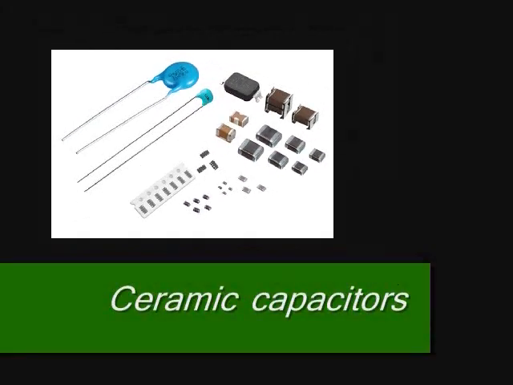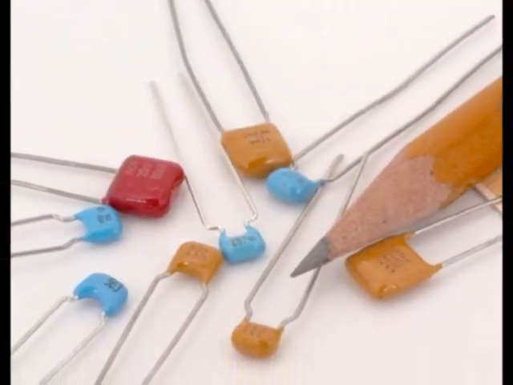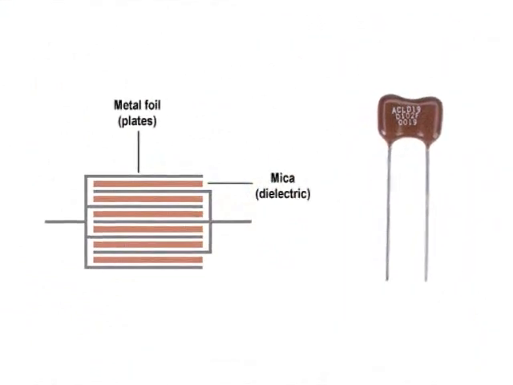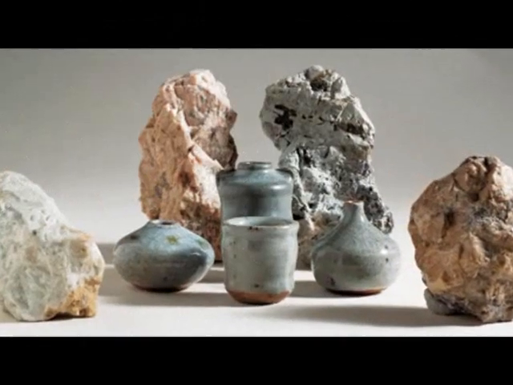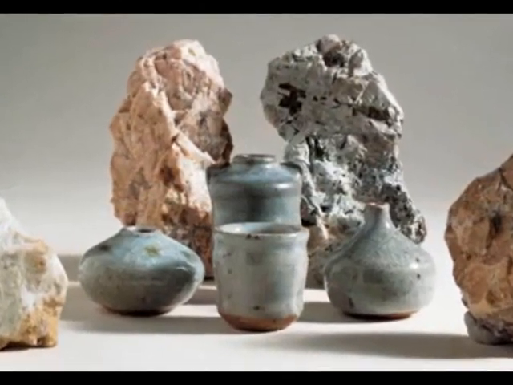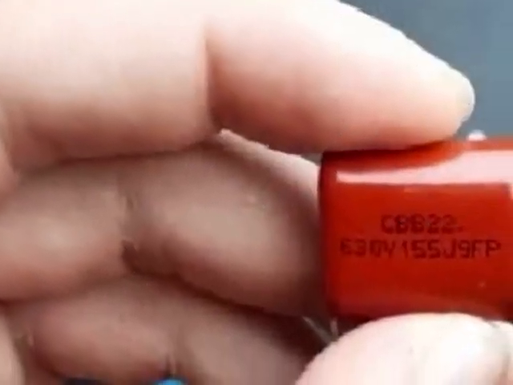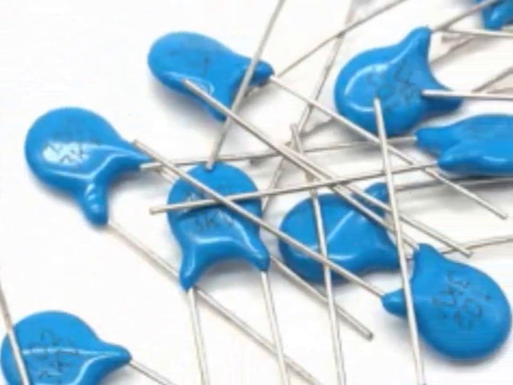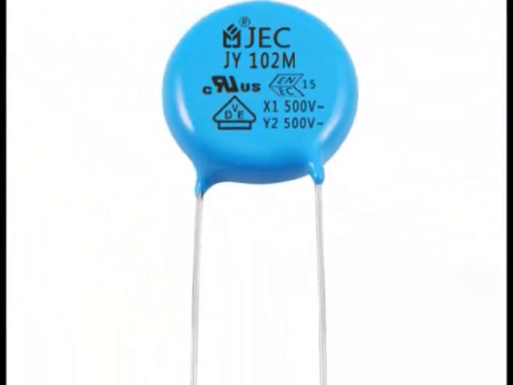Ceramic capacitors. The dielectric used in the structure of this type of capacitor is ceramic. The high dielectric constant of ceramics makes it possible to make capacitors with very high capacity and small sizes. Therefore, ceramic capacitors are also called lentil capacitors, because their size is as small as a lentil. They also have a very high working voltage.